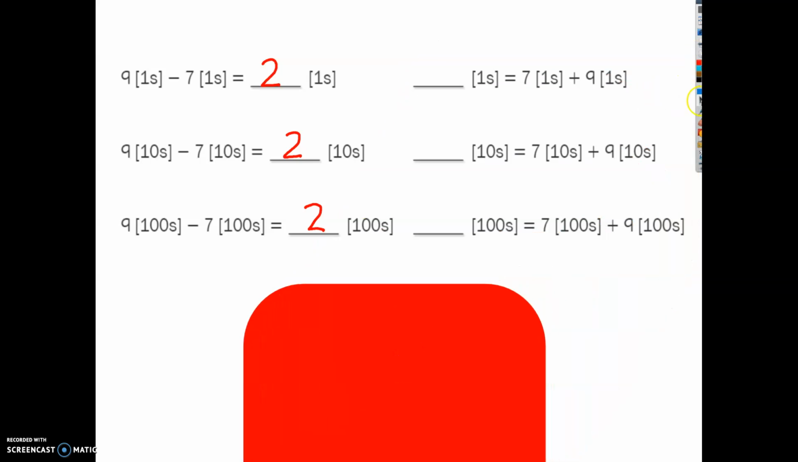And over here, now our equal sign is first, so we're going to do the problem behind it. If I have 7 ones and I'm adding 9 ones, I have 16 ones. If I have 7 tens and I add 9 tens, I have 16 tens. If I have 7 hundreds and I'm adding 9 hundreds, I have 16 hundreds.